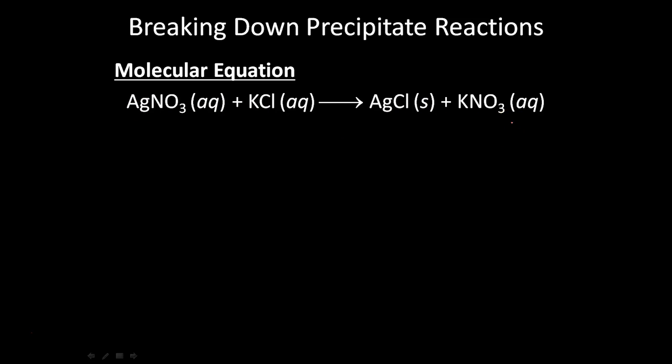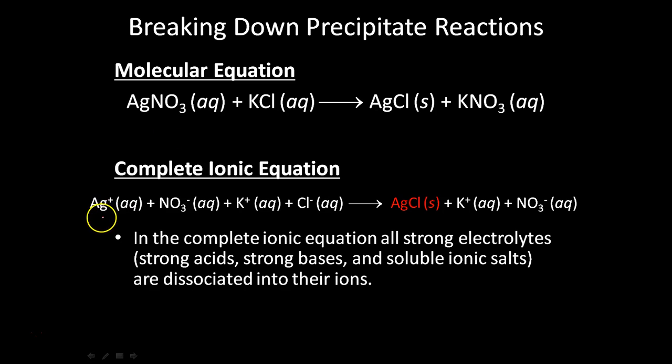Remember, however, that these reactants, if we're talking about aqueous solutions of these reactants or these products, in reality we're talking about these ions being dissociated in water. And so a more accurate depiction of what's going on in solution is shown below. Silver ions plus nitrate ions plus potassium ions plus chloride ions react to form silver chloride solid plus potassium aqueous and nitrate aqueous. So potassium ions and nitrate ions. This right here is shown as the complete ionic equation.